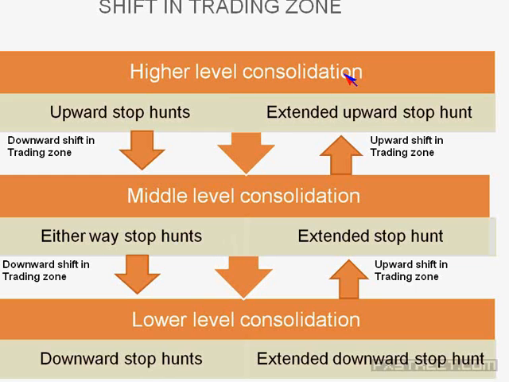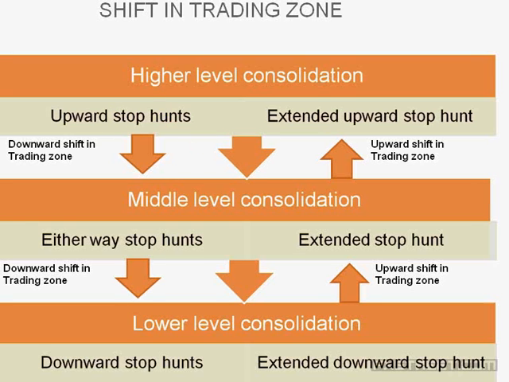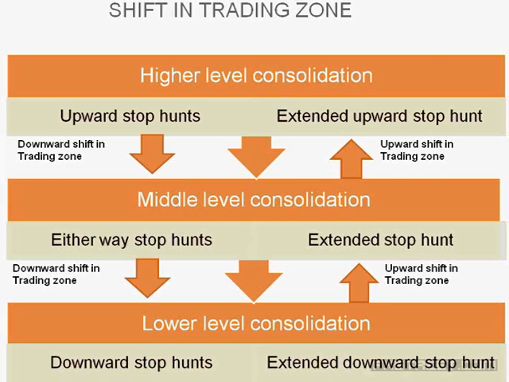How can you identify these consolidations? In the higher level consolidation, they will try to make an upward stop point. They will make an upward stop point frequently, but not much of a downward stop point. When you come across more frequent upward stop points, you can understand where they are now handling the market.